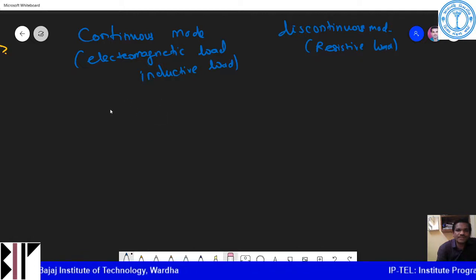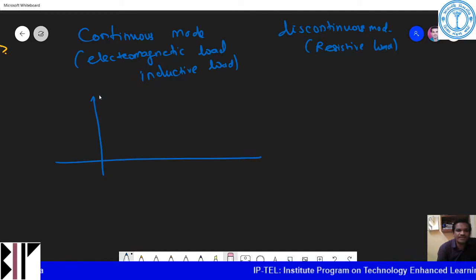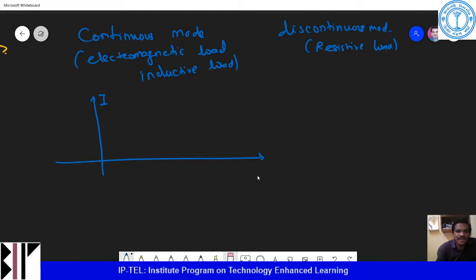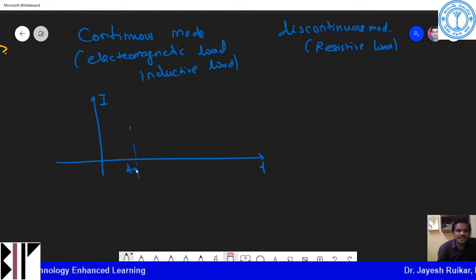Okay, so for continuous mode, I will draw a waveform. This is in terms of the current I which is flowing through that circuit, and then we get it across this T. This is my T on time, and then T off time.